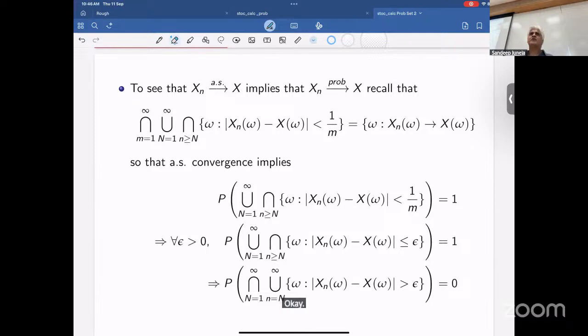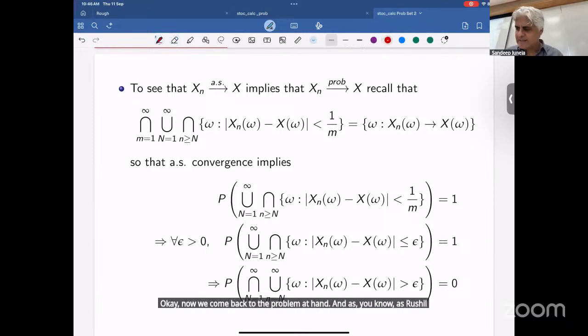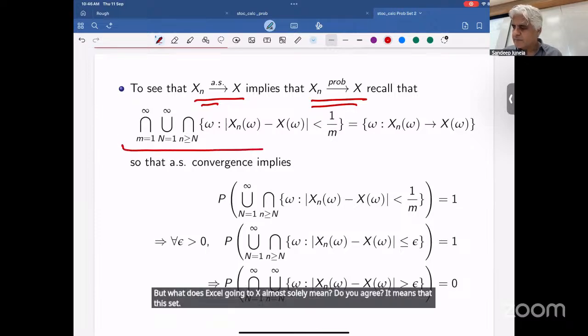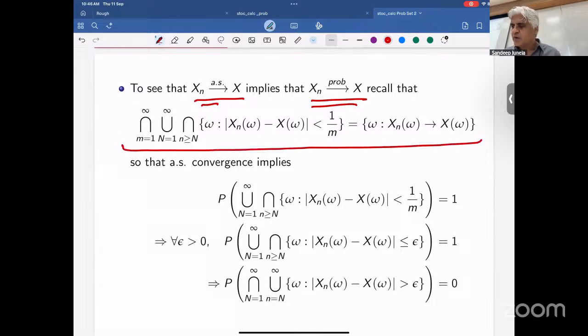Okay, now we come back to the problem at hand. And as Rushil had guessed, it should be easy to show this: Xn going to X almost surely implies Xn going to X in probability. But what does Xn going to X almost surely mean? Do you agree it means that this set has probability 1? We discussed this, right? Or was this still a homework problem?